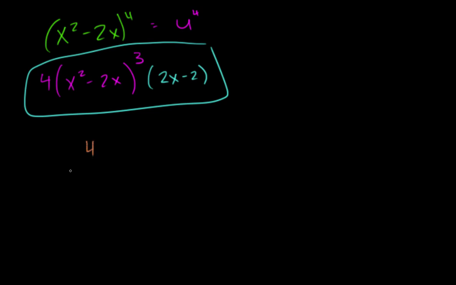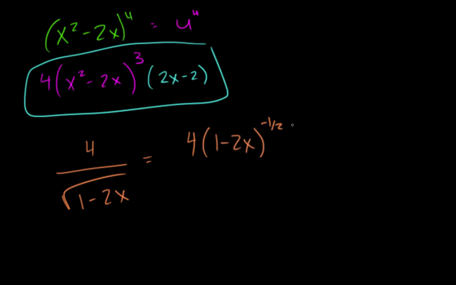Okay, the next one, we have 4 over the square root of 1 minus 2x. First thing I'm going to do is rewrite this as we did on a lot of those on the previous video. So we bring it down in front. So negative 1/2 times 4 is going to be negative 2. Rewrite the inside, reduce the exponent by 1, and then we want to multiply by the derivative of the inside.